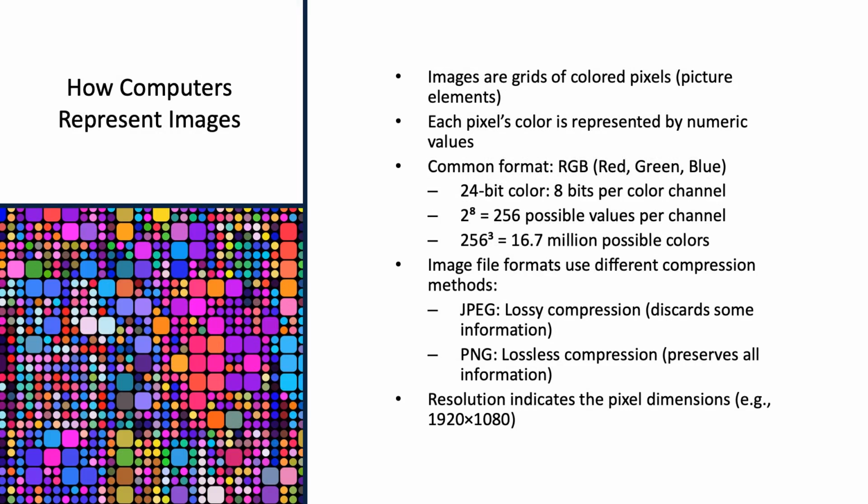Images in computers are essentially grids of colored dots called pixels. Each pixel's color is represented by a combination of red, green, and blue values. In a typical 24-bit color scheme, we allocate 8 bits, 1 byte, for each color component, allowing 256 levels per color. This creates a palette of about 16.7 million possible colors. Higher color depths, like 32-bit color, add an alpha channel for transparency. Image compression techniques like JPEG reduce file size by selectively discarding information that's less perceptible to human vision, while formats like PNG use lossless compression to preserve every detail but typically result in larger files.